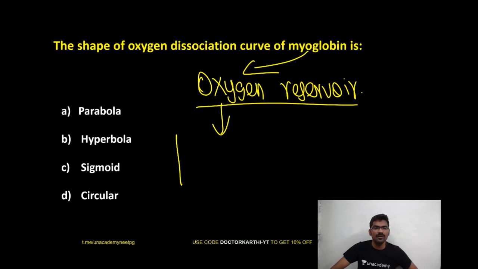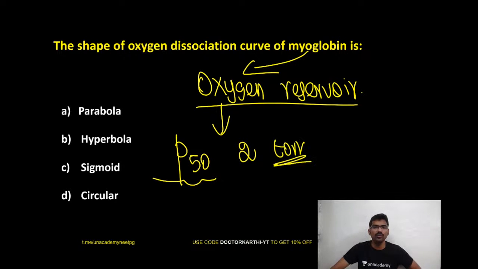P50 value for myoglobin is very, very less. So it gets saturated at a very, very low oxygen pressure, right? It's around 2 torr. So we use 2 torr, right? Good Tejas. Nice. Let's move ahead.